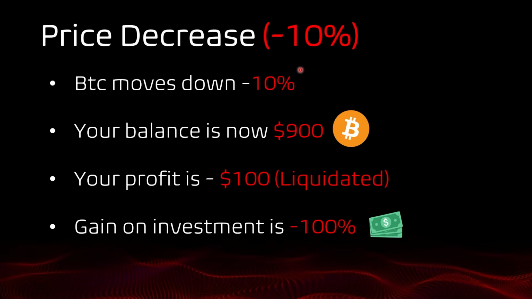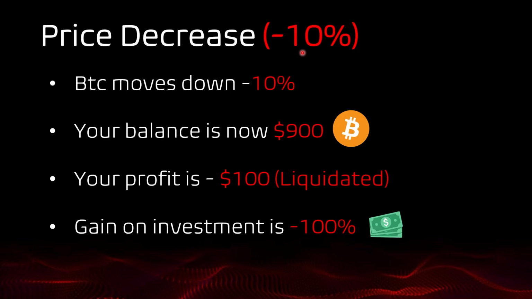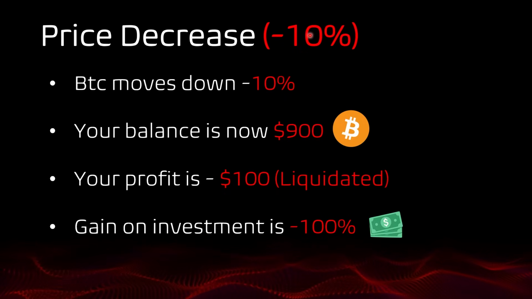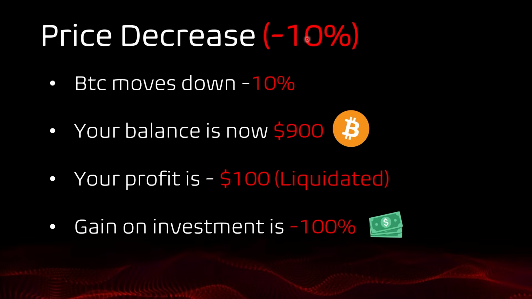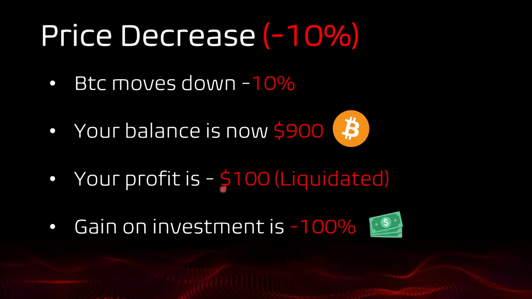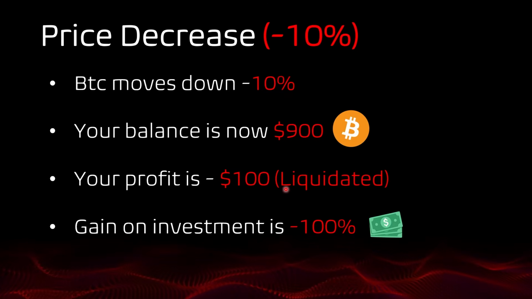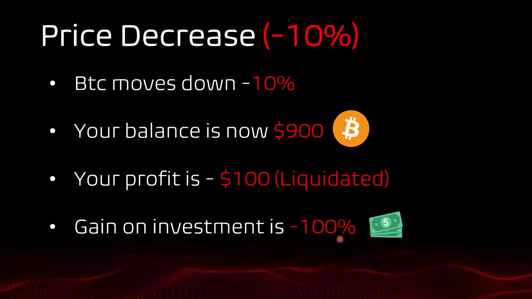Now, let's say you entered the trade and Bitcoin accidentally moves down. So you've entered a long position, which is where you're betting on the price of Bitcoin to go up. And let's say the price of Bitcoin moves in the opposite direction. So if Bitcoin moves down 10%, this is where you get liquidated. Your balance will go down to $900 and your profit is now minus $100 and you automatically get liquidated. This is where you can lose your entire investment and you essentially lose 100%.